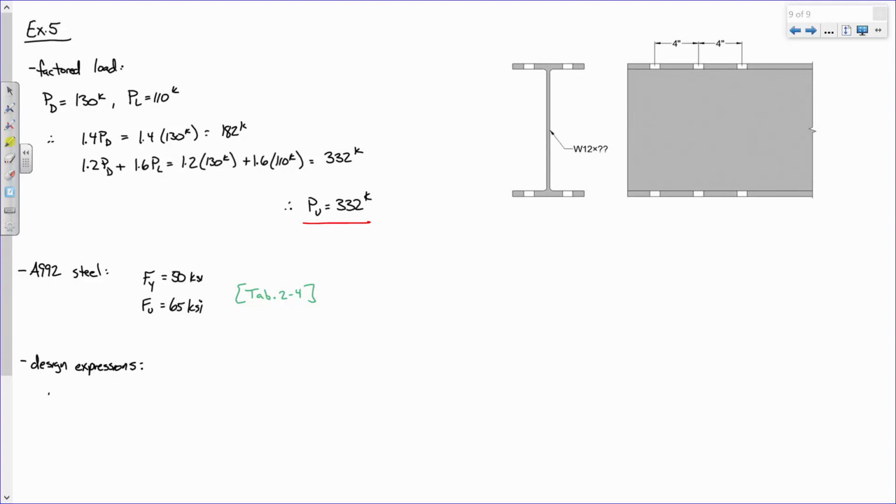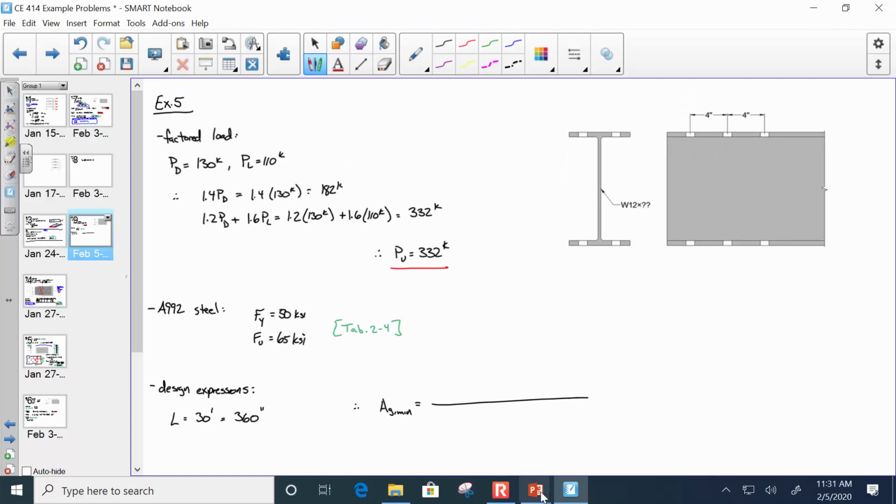Now note, the member is 30 foot long, which is 360 inches long, okay? Don't forget to convert your length into inches, okay? So we have two design expressions. We have an AG minimum, which is, sorry, hold on.